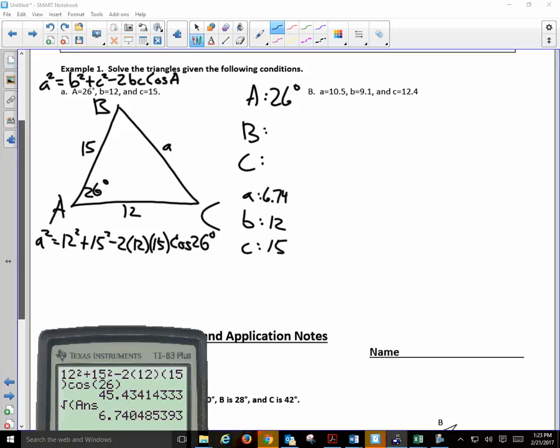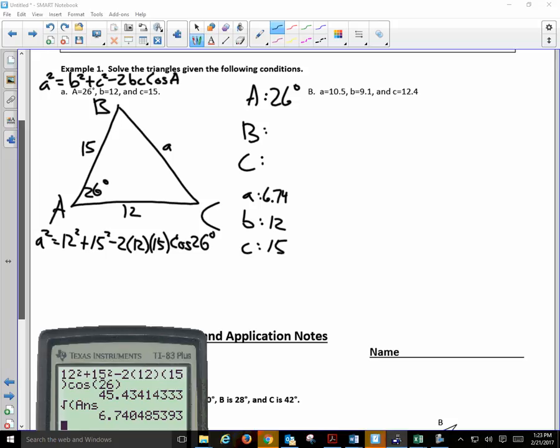True or false? In a triangle, there is at most one obtuse angle. True. A triangle cannot have two obtuse angles, can it? Because then it would sum to more than 180. So at most, it would have one obtuse angle.